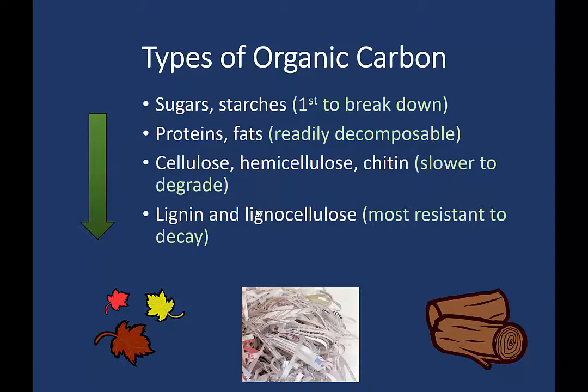So when we look at organic matter, there's varying types. We have some organic matter that are sugars and starches, and those are going to be the ones that will break down first, and that are easy to degrade. And then we have the proteins and fats, then the cellulose and hemicellulose, and finally the lignin and lignocellulose just takes longer to degrade. So it's going to be the one that's most resistant to this decay. So that's going to be more like your tree barks and the stuff that has a high lignin content.